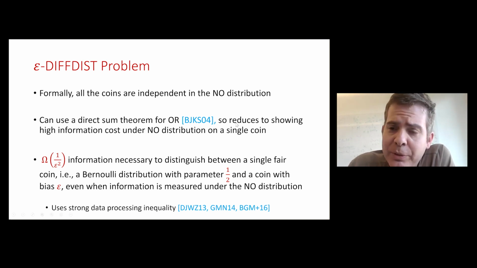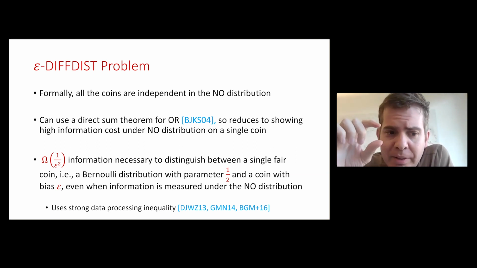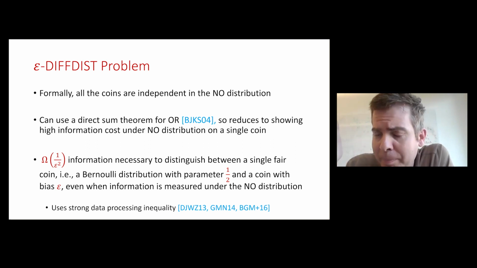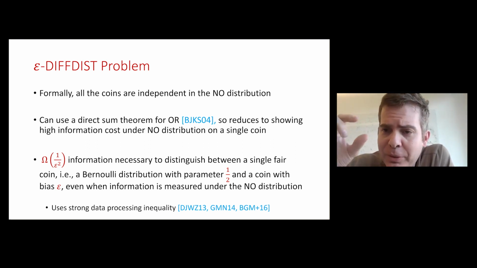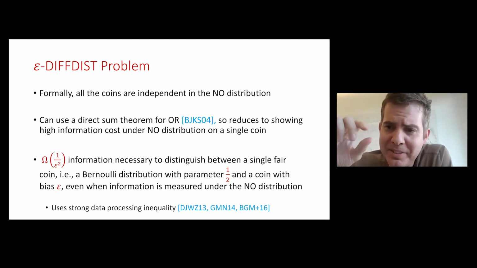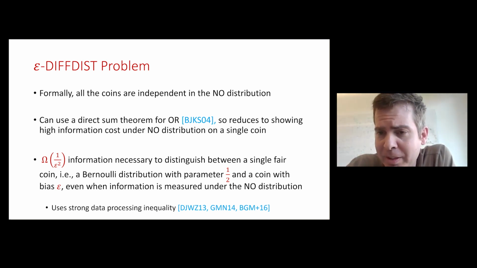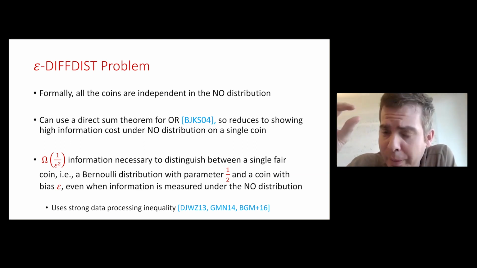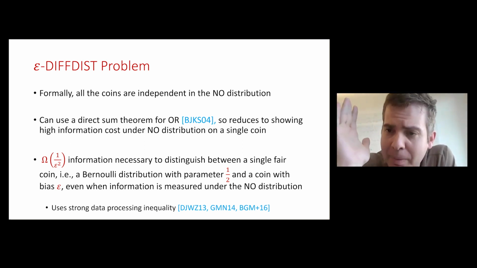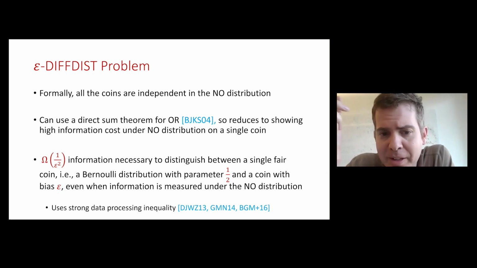So what this reduces to: information adds, communication does not. So what you would like to do is show that the information cost of solving one of these n instances is Omega(1/epsilon squared), and then you can add it up over n of them. There's sort of an embedding step in this direct sum theorem, because you're not solving all n of them necessarily. You're just solving an OR. Is one of them biased?